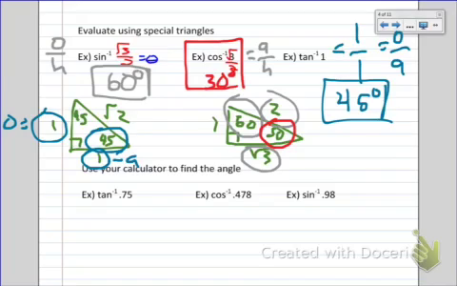Use the number they gave you, figure out which triangle it is, and then compare it with your trig function to the angle you're looking for when evaluating using the special triangles.